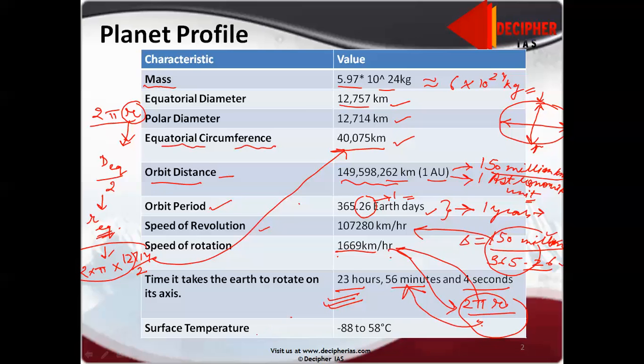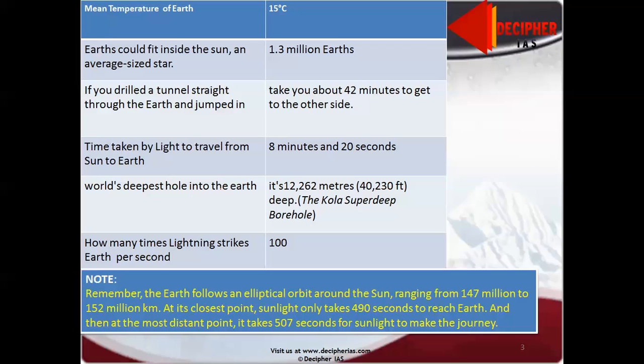Now the surface temperature of Earth varies from minus 88 degrees Celsius to 58 degrees Celsius, and the average temperature that we find on Earth is 15 degrees Celsius, as you see on the top, 15 degrees Celsius.